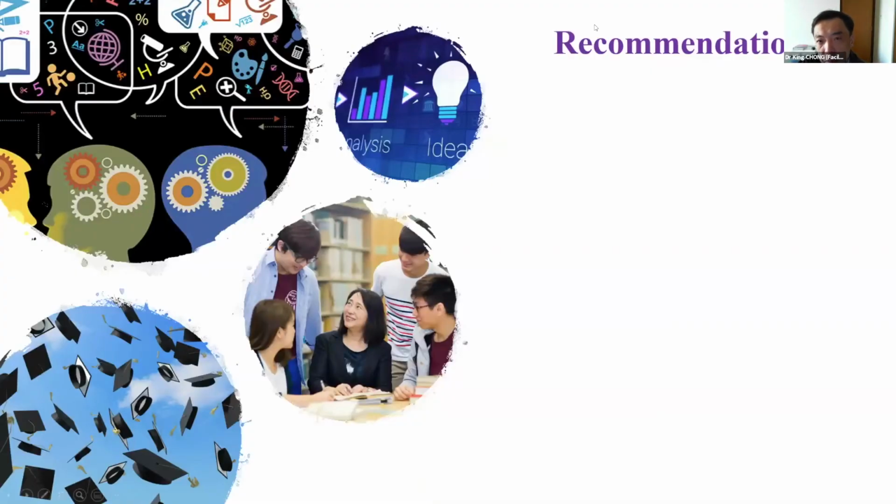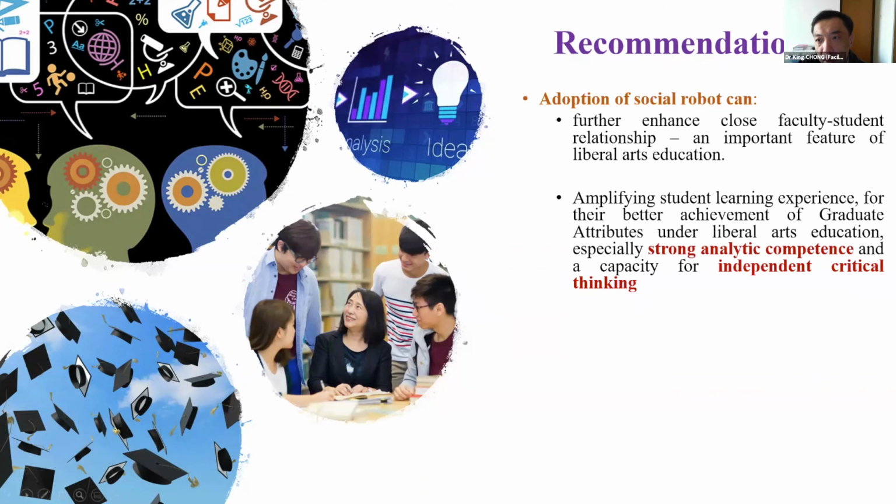Okay, so perhaps the most important things to our liberal arts education. First of all, we think actually, unlike the learning management system or other devices, we find that the adoption of a social robot can further enhance close faculty-student relations. This is a very important feature in the liberal arts education because Zambo is like a human. Students are happy to get in touch and interact with Zambo. But Zambo also plays the role of the educator and the learning medium. So actually the teacher-student relationship has been improved and enhanced.